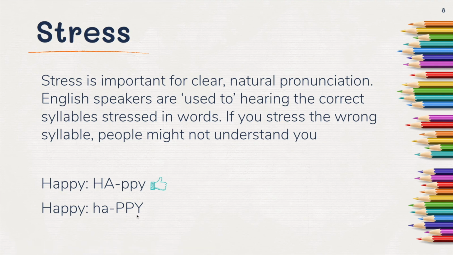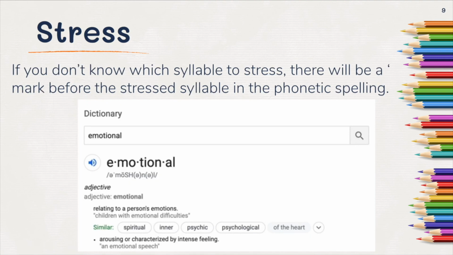If you don't know which syllable to stress in a word, there will be an apostrophe mark before the stressed syllable in the IPA phonetic spelling. So here, notice this apostrophe before the MO. That shows us that this is the stressed syllable in the word. Emotional. Not emotional. That would be wrong.